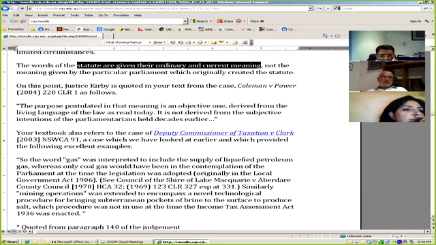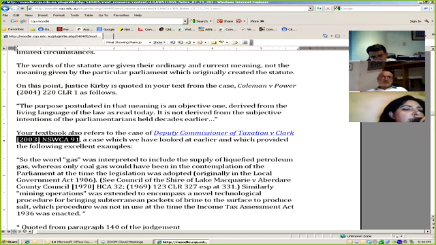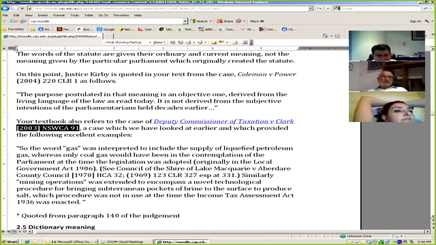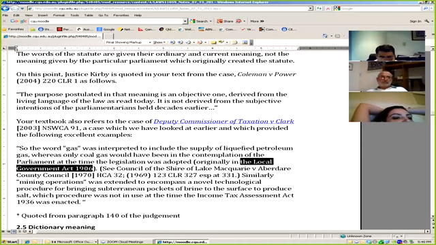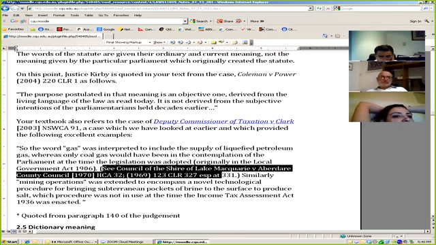There's another tax case mentioned there, Deputy Commissioner of Taxation and Clerk. This time, though, unusually, it's a New South Wales Court of Appeal decision from 2003. They were looking at the meaning of the word gas in terms of LPG gas, liquefied petroleum gas, as opposed to coal seam gas, etc., or coal gas. And they were looking at the relevant New South Wales legislation. They tend to look at the previous cases that might have interpreted similar points.